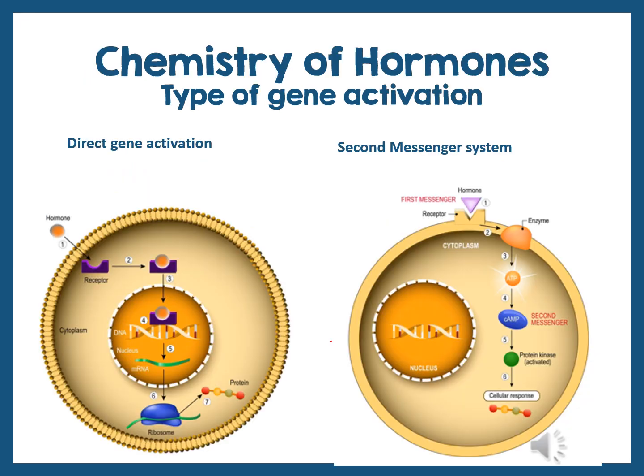Genes are activated in two different ways depending on the type of hormone. Those water-soluble hormones that cannot get into the cell are going to rely on what's called the second messenger system, whereas the lipid-soluble hormones that can diffuse past that cell membrane will use direct gene activation.